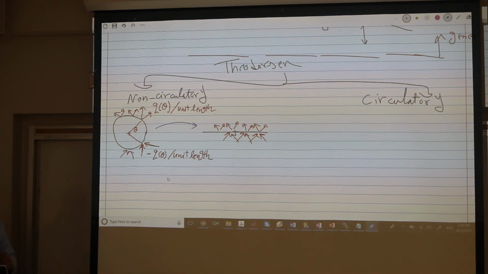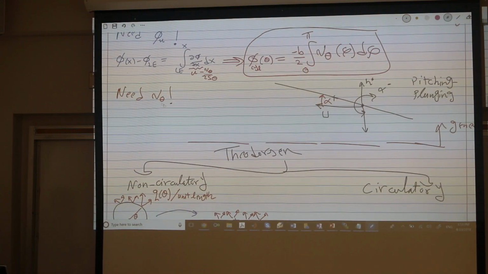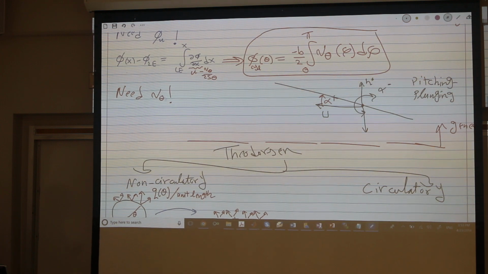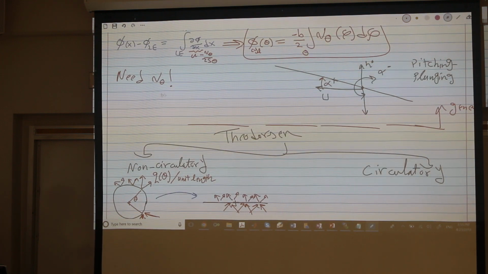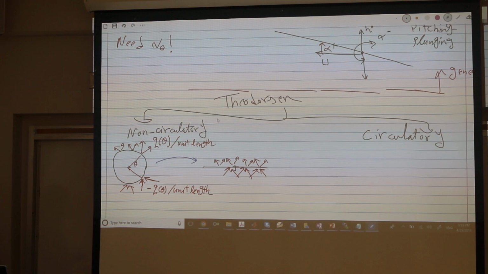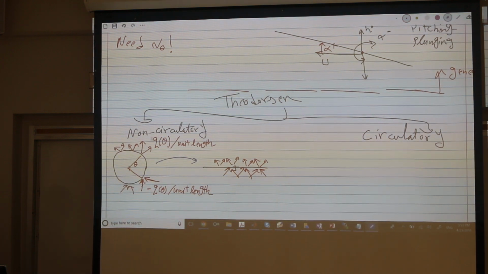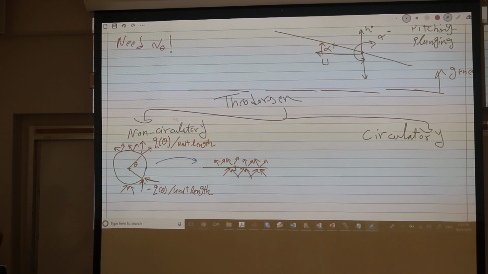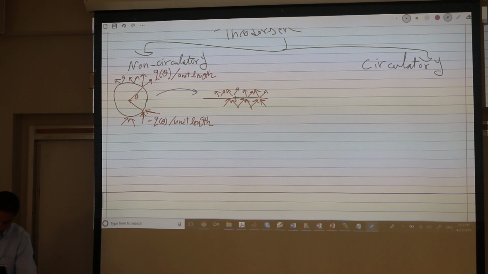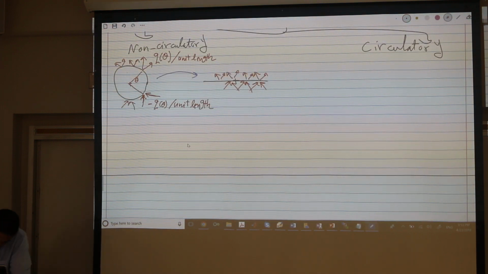But anyway, don't lose our goal. Our goal is to get the tangential velocity Vt. Okay, we said let's get the tangential velocity. Theodorsen, how are we going to set up the problem? Set it up into non-circulatory and circulatory. The non-circulatory part has a source distribution, which means that I need to get my V theta in terms of this source distribution. So let's get that. We will do it in detail, so please be patient.